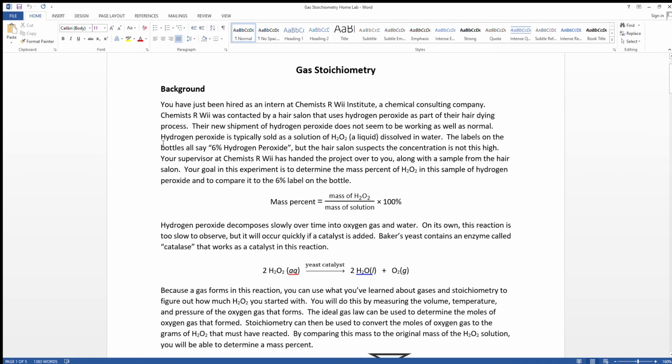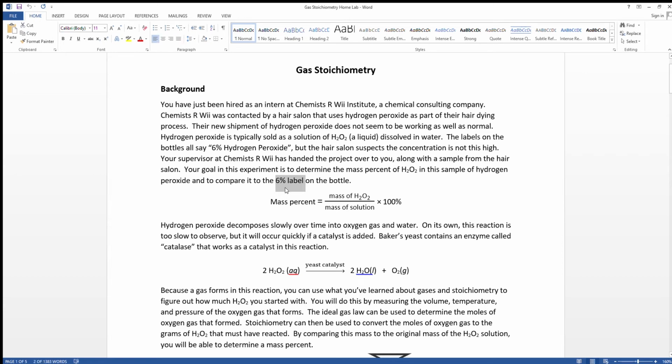Hydrogen peroxide is typically sold as a solution of H2O2, a liquid dissolved in water. The label on the bottle says 6% hydrogen peroxide, but the hair salon suspects the concentration is not this high. Your supervisor at Chemist RW2 has handed the project over to you along with the sample from their hair salon. Your goal in this experiment is to determine the mass percent of hydrogen peroxide in this sample and to compare it to the label value, which is the 6%.